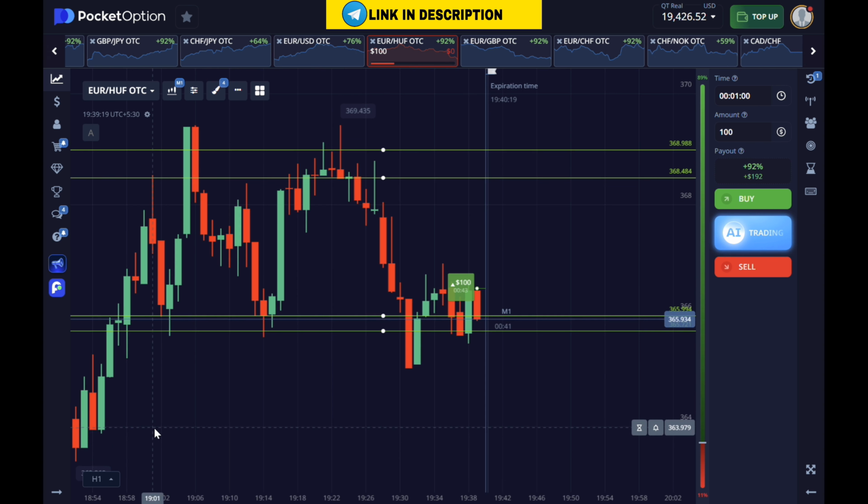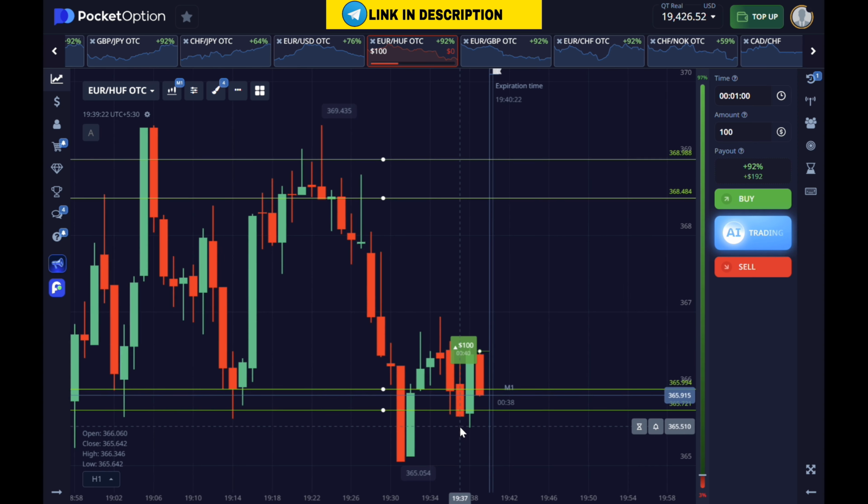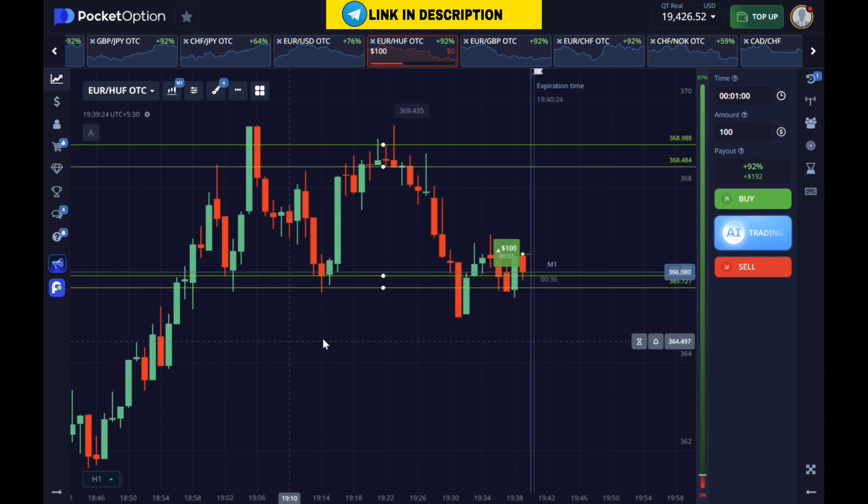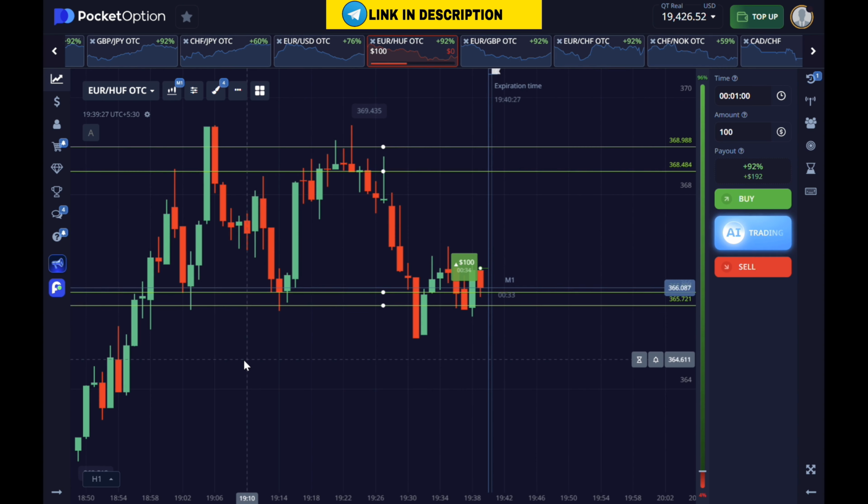You will see many such concepts and examples, and any trade can go into loss at any time, so don't think that there is a 100% guarantee that this trade will be profitable.